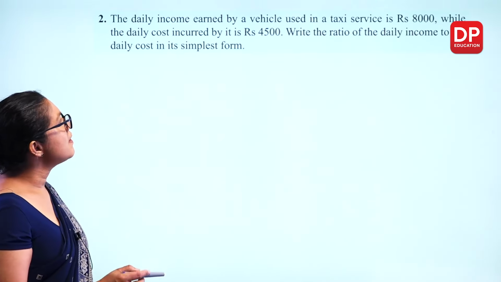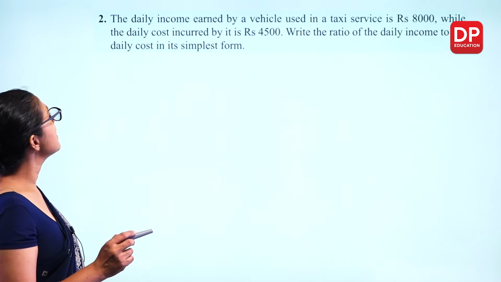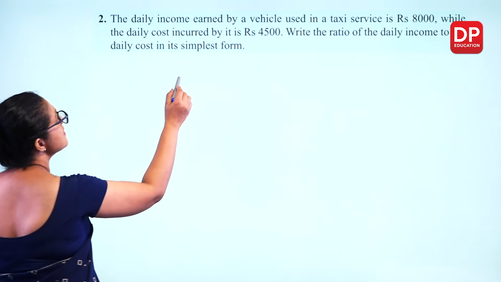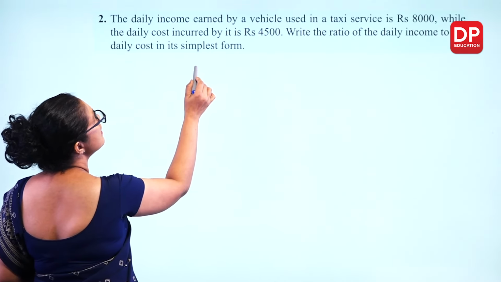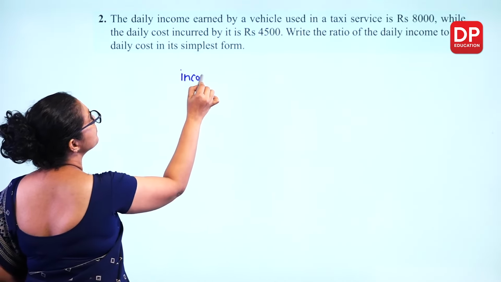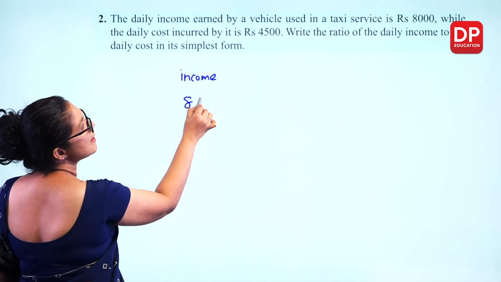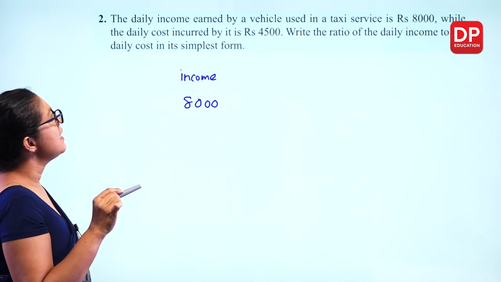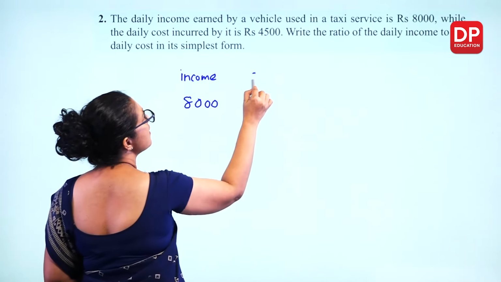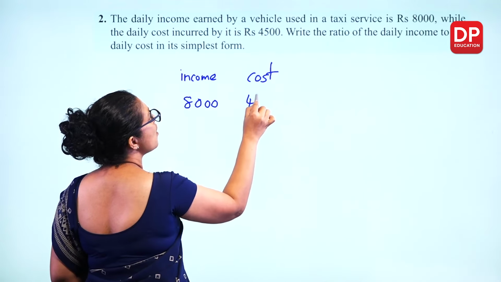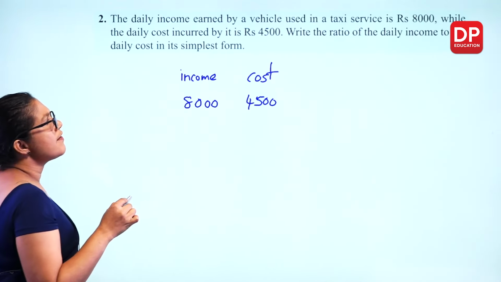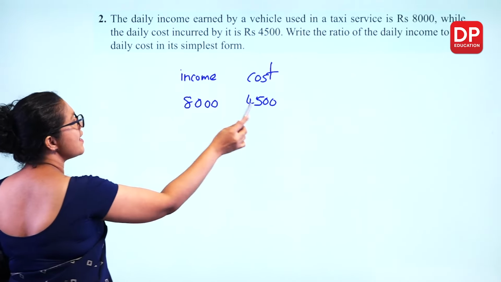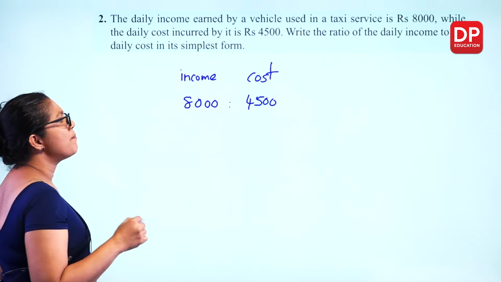Now write down the given information. So here the first thing is the daily income earned by a vehicle used in a taxi service is 8,000. So this is the income. So taxi income is 8,000. While the daily cost incurred by it is, so income and cost. Cost is 4,500. Write the ratio of the daily income to the cost. So this is the ratio. Now they are asking to simplify this answer.